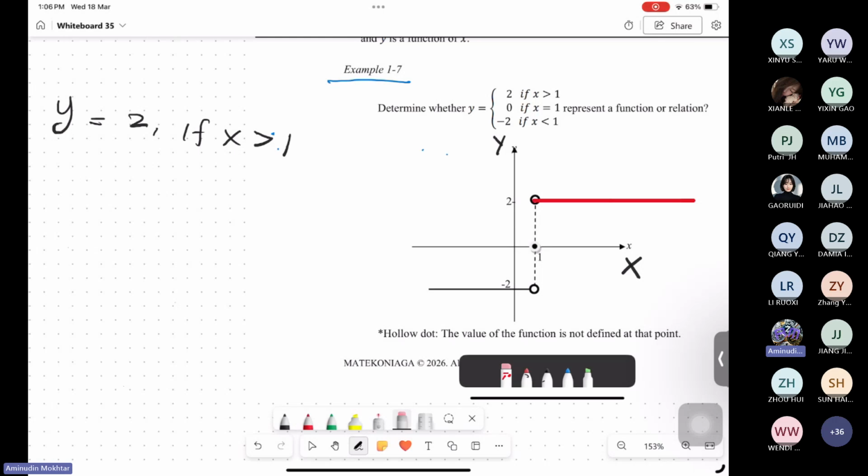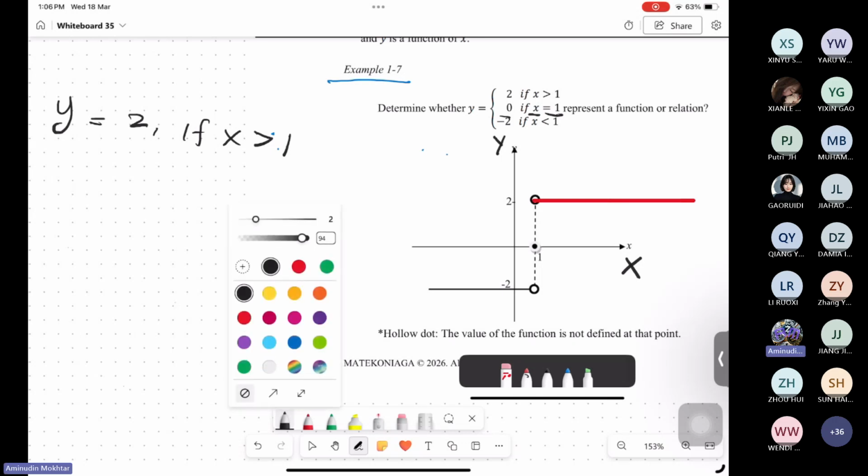The second one is when x equals 1, y equals 0. When x equals 1, y equals 0. So we can plot this point clearly here.